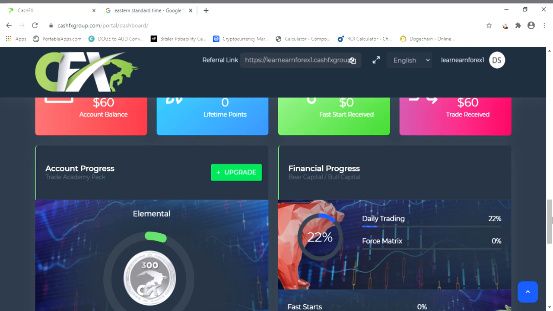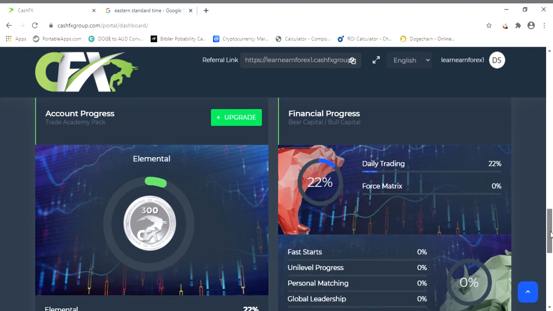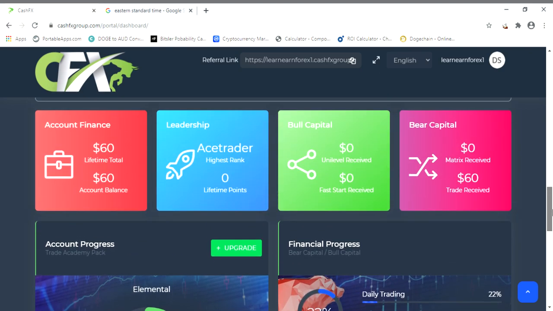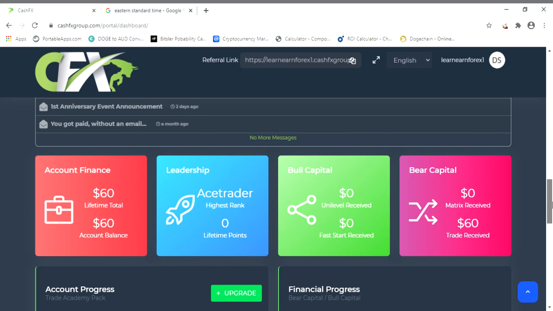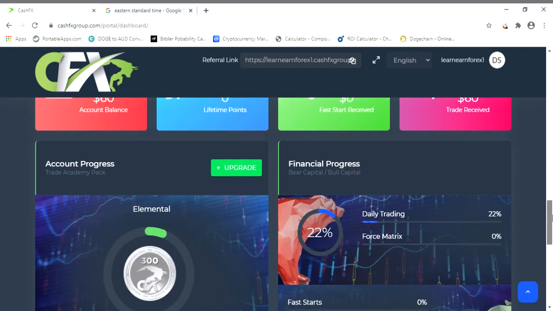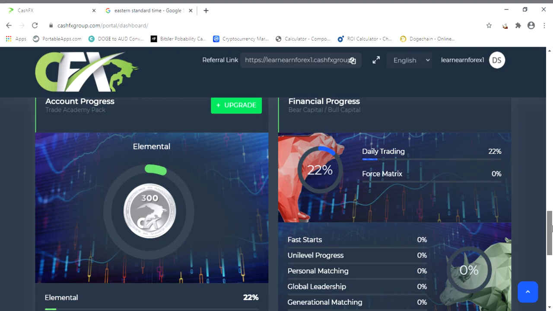So yeah, it's going well, and I'm gonna try to get some more family members and friends involved, because once you get some referrals, it opens up the bull capital. At the moment I'm just earning from the bear capital. But if you can get some referrals under you, it's really good and something worth looking into.